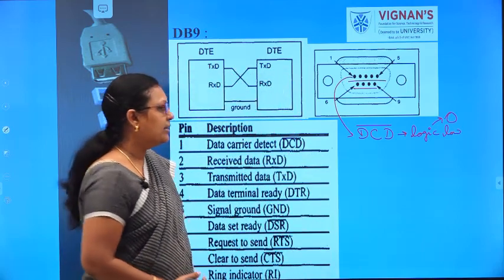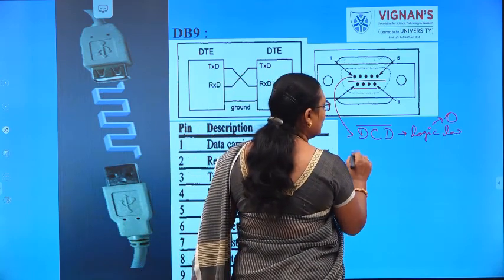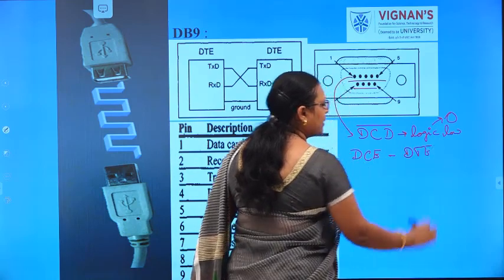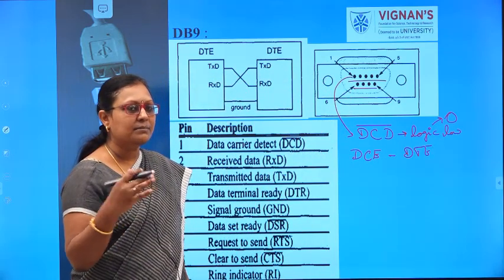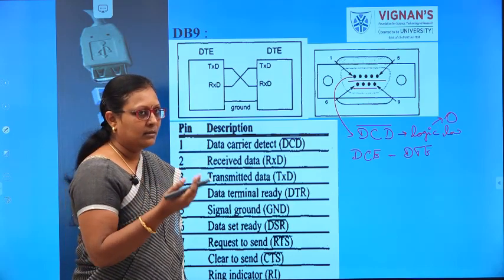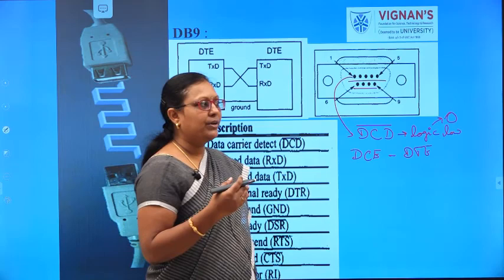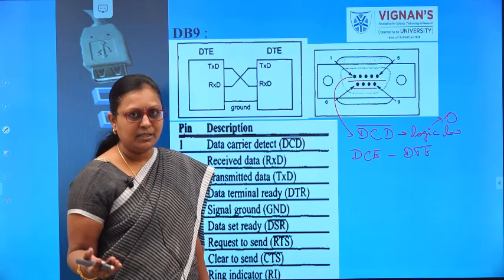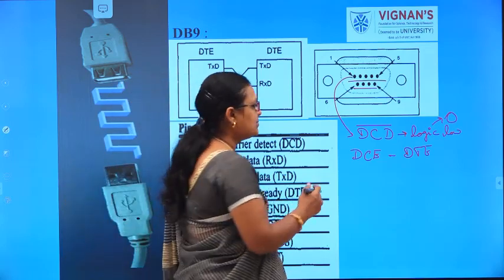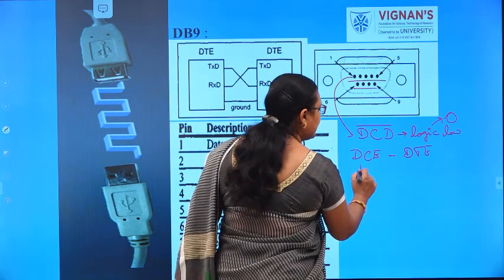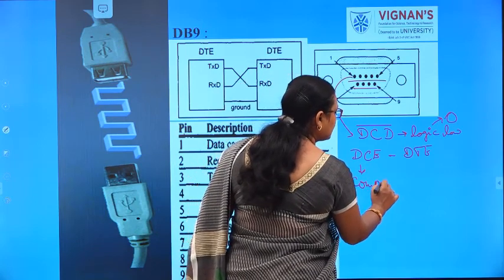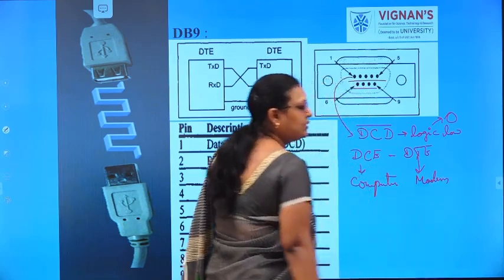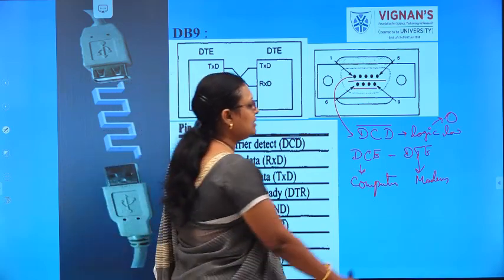What is the meaning of data carrier detect? Here we are having two components, one is DCE and the other is DTE. We can say that as host system and target system, or like a computer, for example. We can have a computer as a host system and any other device, let it be a modem, as the target device. So that kind of thing comes under DCE and DTE. So this will act as a computer and this is called a modem. I am just giving you an example over here.